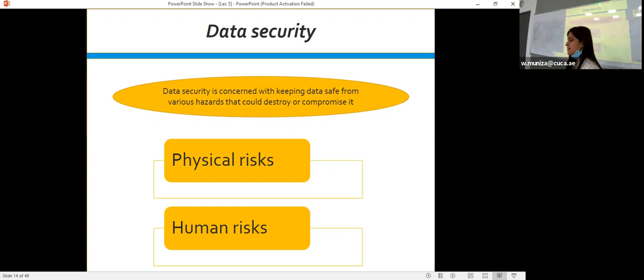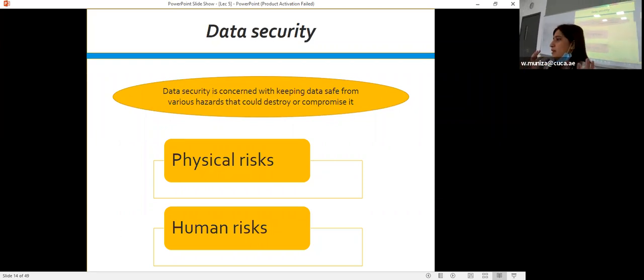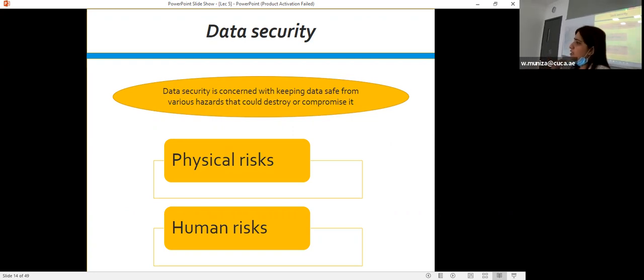What are physical risks? Any kind of fire or any kind of natural calamity can affect the data which is being collected. Or human risks, because of espionage, or some persons collecting the data for unfair means from the organizations. Say, for example, the list of customers of a certain organization can be used by another organization. So human risks are also present to the data which is being collected.